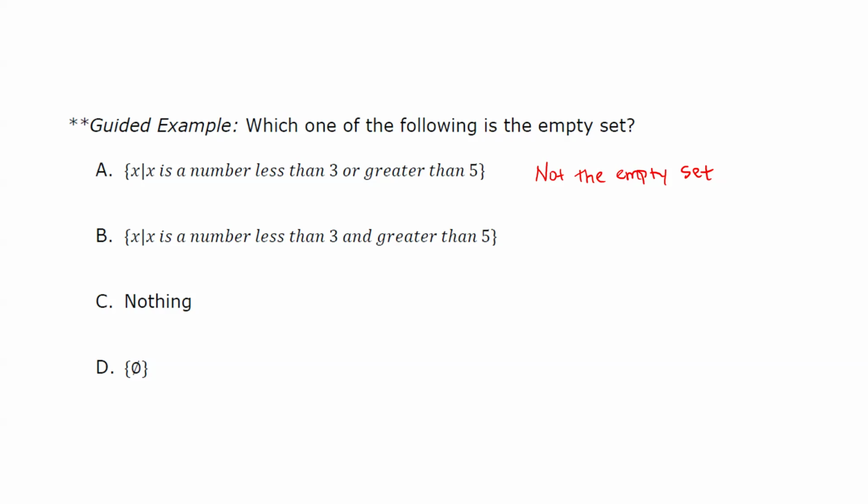So in our next set, we're looking at all X values such that X is a number less than 3 and greater than 5. So we're asking ourselves, is there a number that is less than 3 and also greater than 5? And there is no such number. So that means this set contains no elements. So this is the empty set.